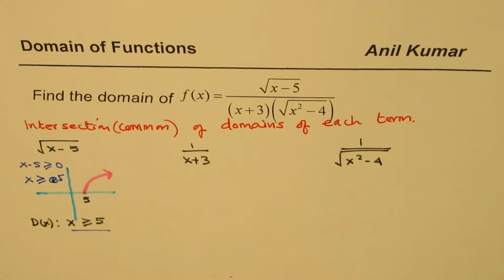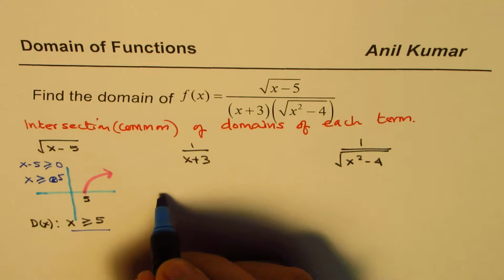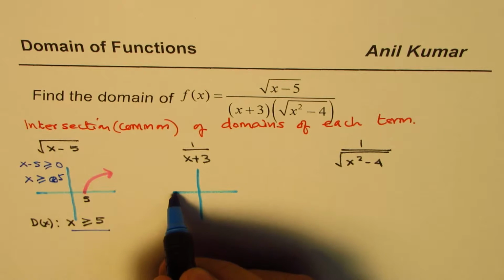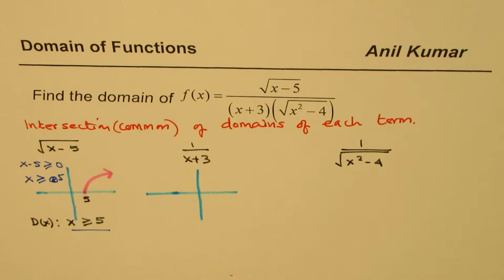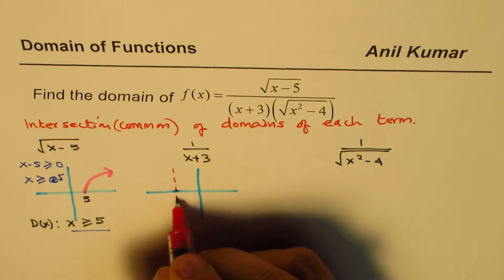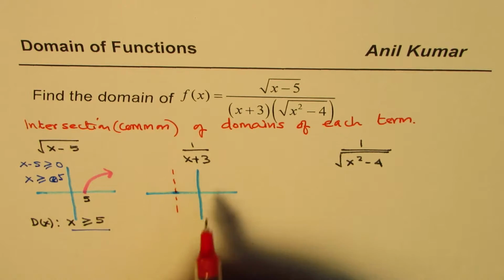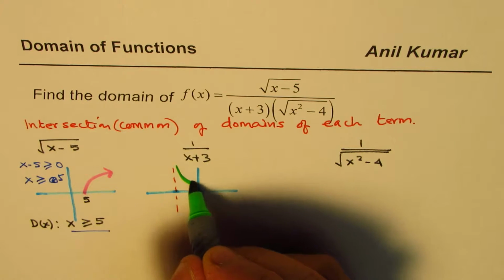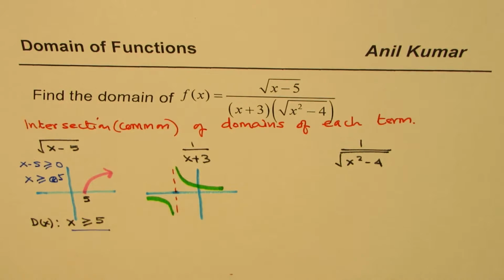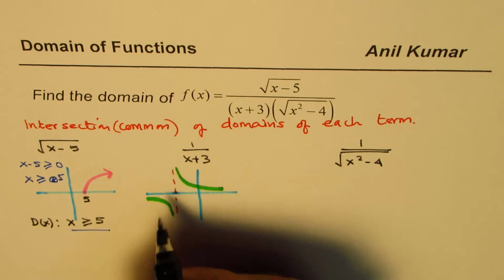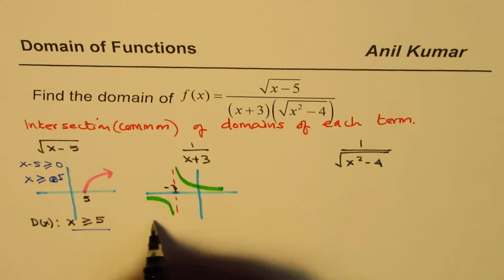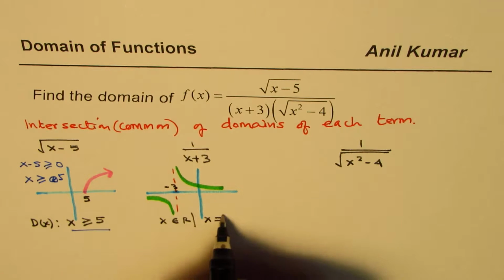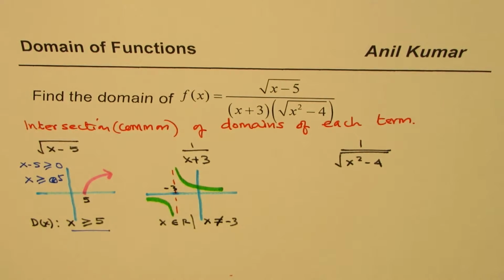The other one here is a rational function, which is kind of 1 over x, and that has been translated 3 units towards the left. So we'll have a vertical asymptote at x equals minus 3, kind of like this. If I put x equals 0, we get a positive value. Let me sketch the graph approximately. We're just finding the domain, so these graphs are good enough. This point here is minus 3. So the domain here is x belongs to real numbers where x is not equal to minus 3.